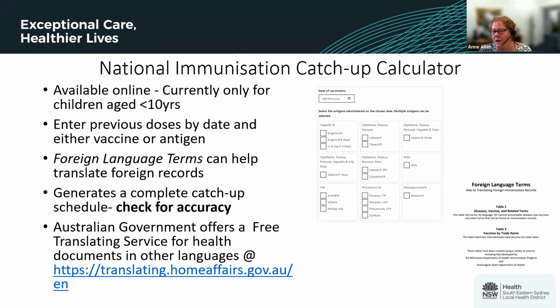Okay, so the Australian government offers a free translating service for health documents in other languages, and that's the website there. I'm not going to go into how you use the catch-up calculator. It's pretty self-explanatory. Where is it? I've got it open here. Oh, I don't. You just Google it and you've got the link to it anyhow.